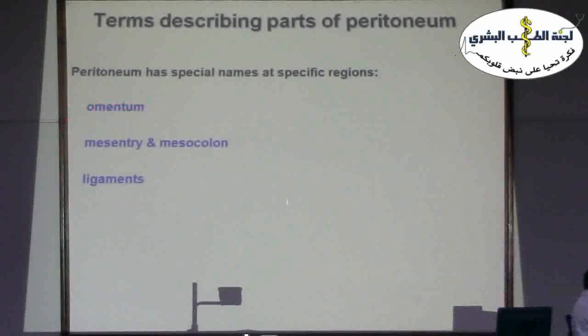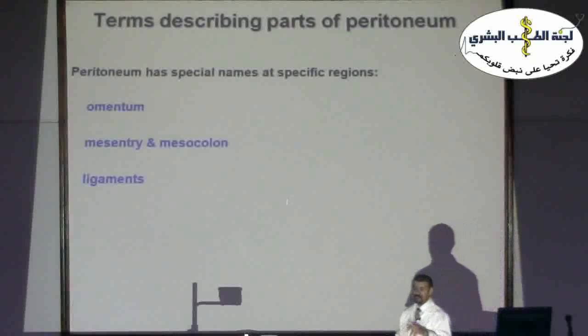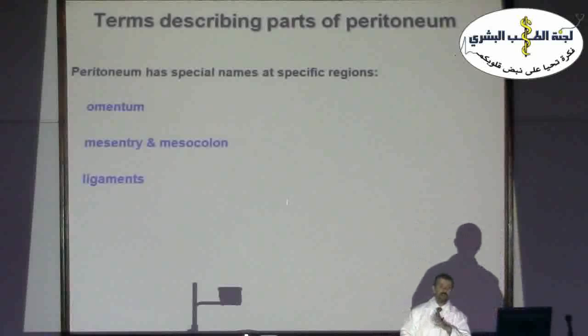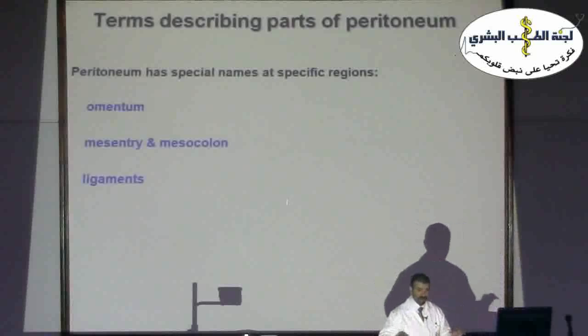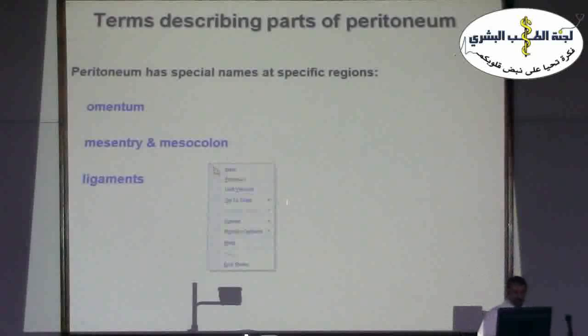If it's covering the small intestine, mesentery. If it's covering the large intestine, mesocolon. If it's covering over a solid organ, like the liver or the spleen, we will refer to it as ligament, okay? But remember, this ligament is two layers of peritoneum. It's not a true ligament, a fibrous ligament, okay? It's just a name in the abdominal cavity to distinguish this part of peritoneum, okay? Because ligaments usually come from solid organs.